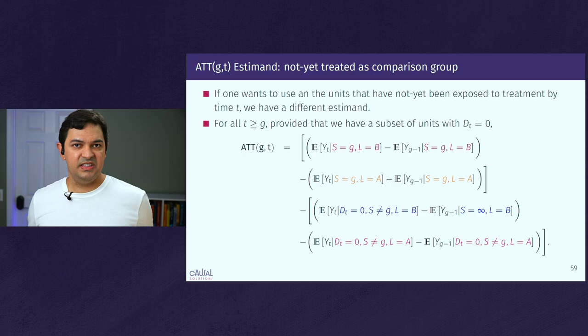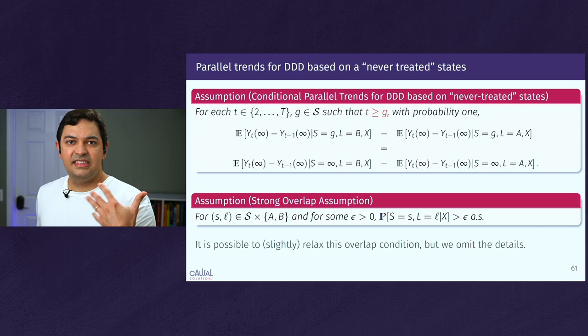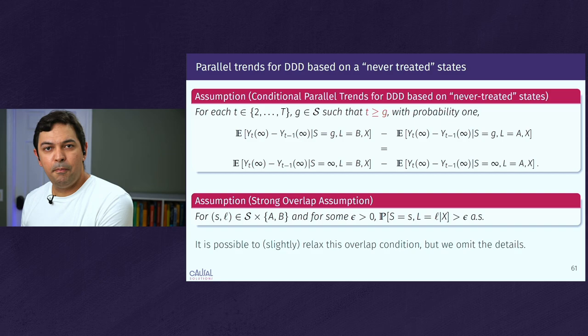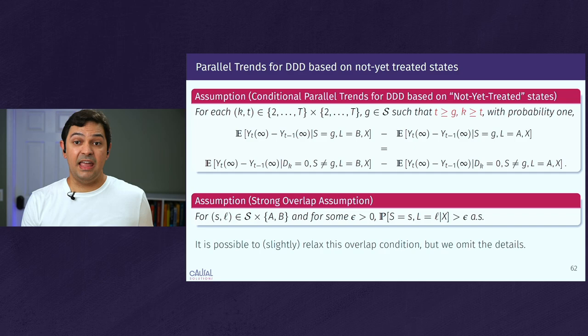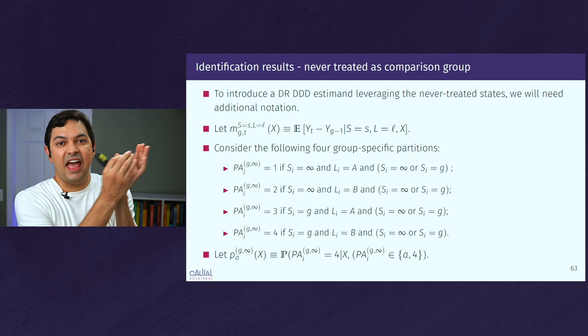Now, what if I want to use covariates? Again, the same discussion applies. It's more of the same. I can do triple differences with conditional parallel trends using the never treated states as a comparison group. I can do the same using not yet treated states as a comparison group. And I can combine Callaway and Sant'Anna, combining lecture 8 with what we have discussed here.